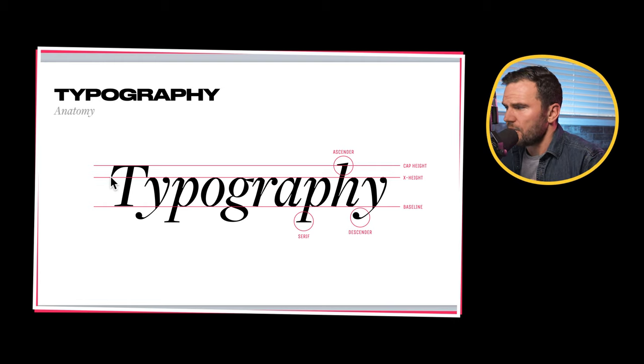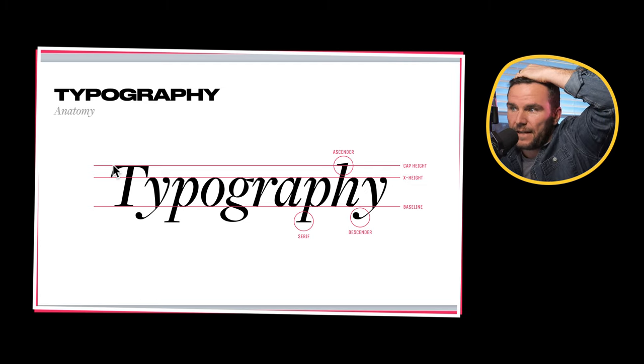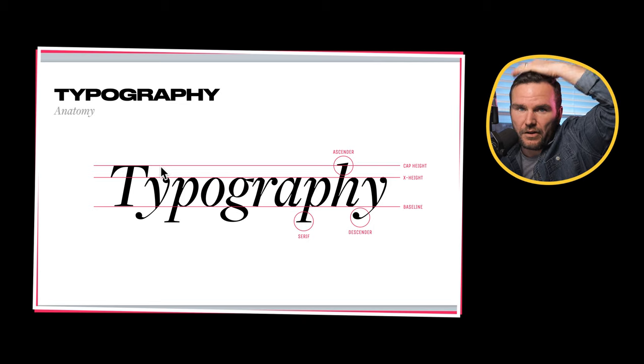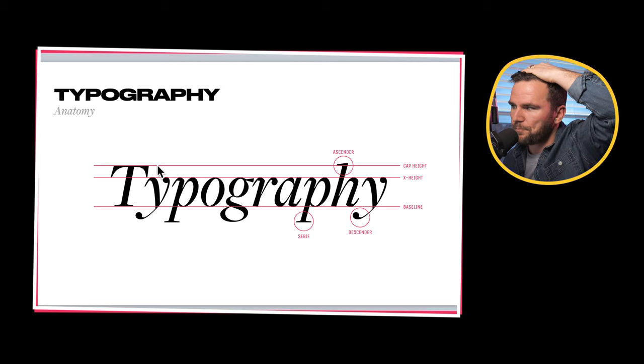So the word typography, the top line here is called the cap height. Just imagine like a cap on your head. That's the cap of the word, of the letter, of the type. And then below that, so this is your capital letter. So think of cap, capital letter. It's the cap, it's the top.